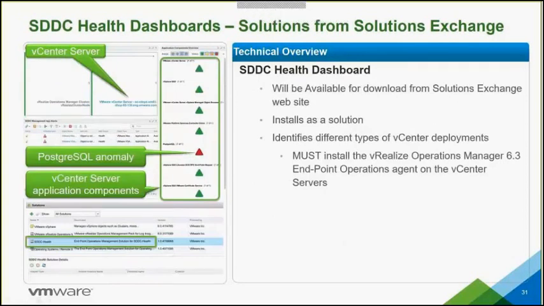You can see here on the example for vCenter, you can click on the different components. Oh yeah, Postgres is not so healthy. What's going on? This sort of stuff is gold, especially when you've got all the other information going on. Oh, incidentally, you must install the vROps Operations Manager 6.3 endpoint agent. That's an important gotcha there, guys. So if you're using previous versions, you need 6.3.